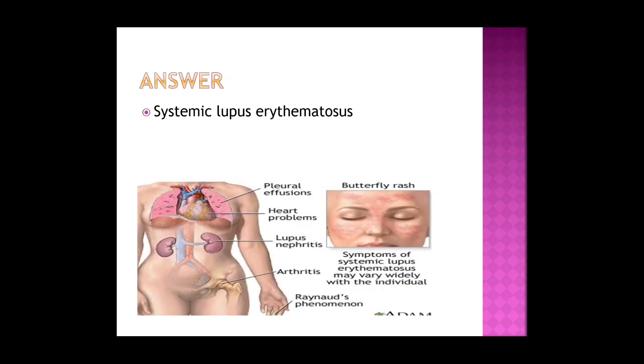blood. The immune system attacks its own tissues and it can affect the skin, joints, brain and other organs. And also the peculiar feature of SLE is butterfly rash on the face.